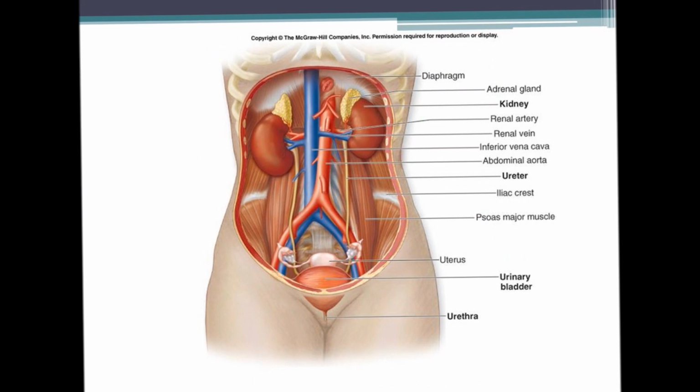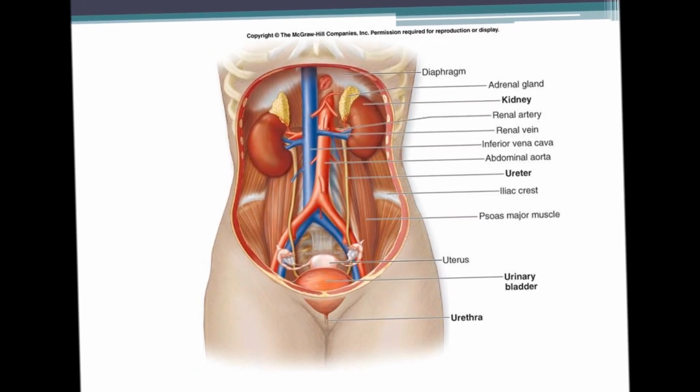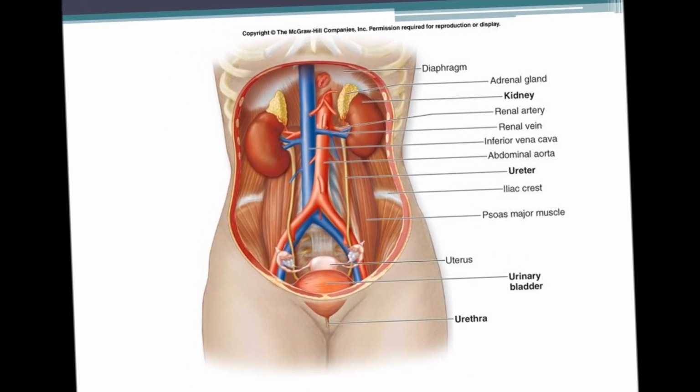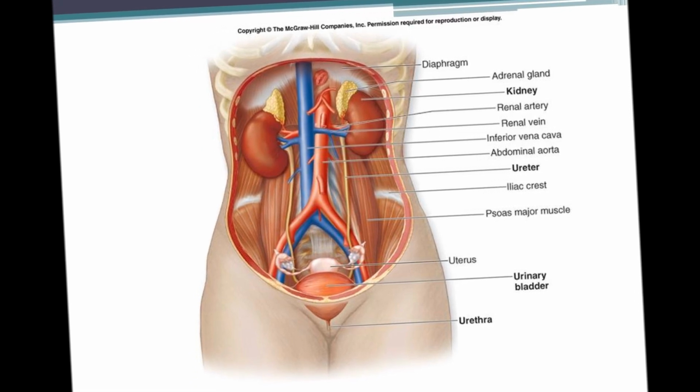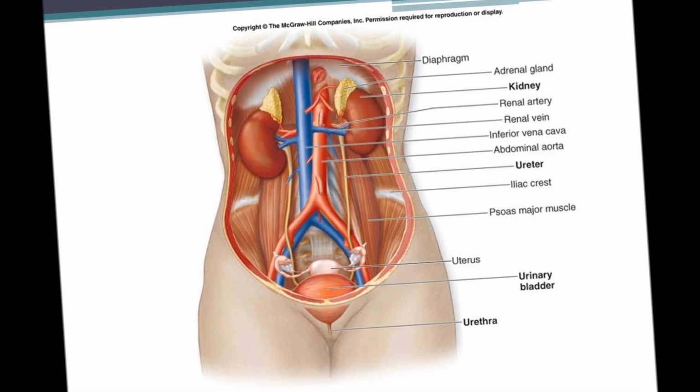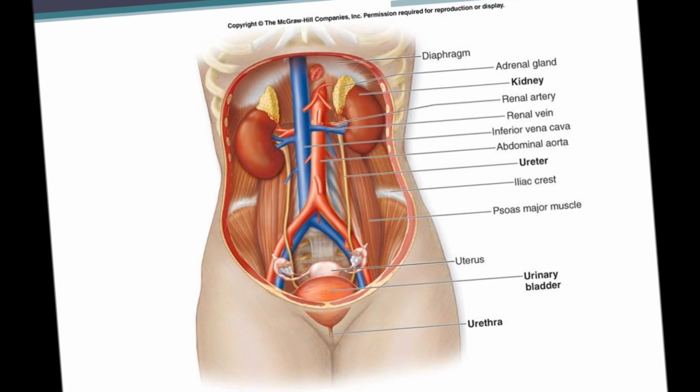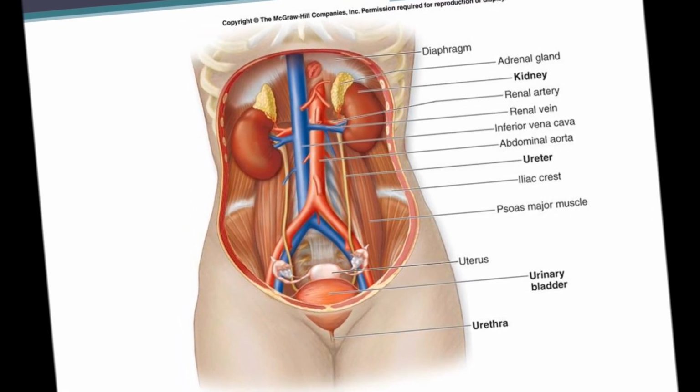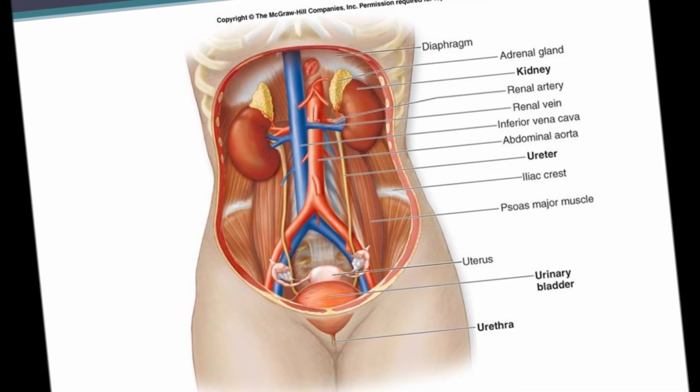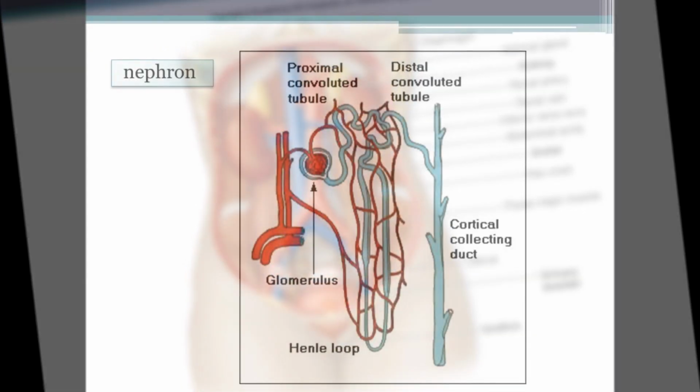The adrenal gland is involved in the synthesis of steroid hormones, and it also produces adrenaline. The kidney gets its blood supplied from the aorta, and the impure blood is drained through the inferior vena cava and taken back to the heart for oxygenation.